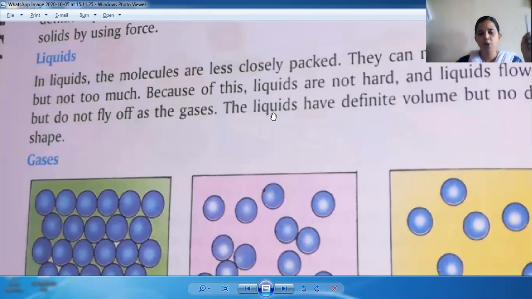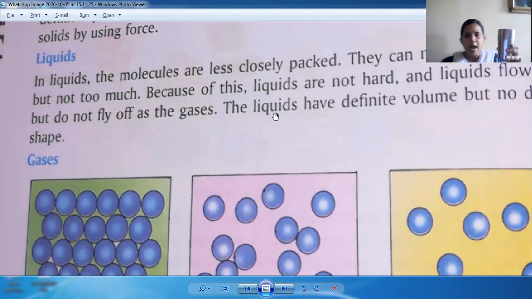They have volume, which you can weigh. For example, see, there is water inside this glass. So the liquid has definite volume. If I am keeping this in my hand, it has some weight, isn't it? So we can measure it. That is the volume. Volume means the weight which we can measure. It is called a volume. And next, but no definite shape. It does not have any definite shape.